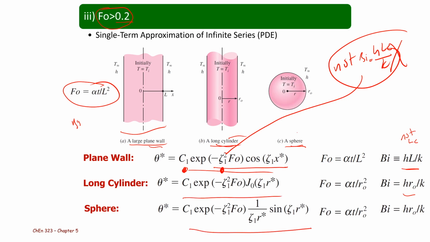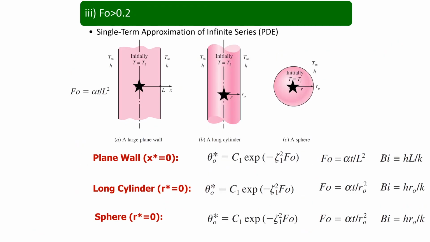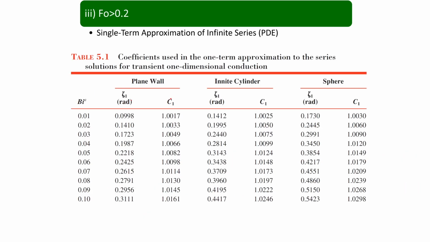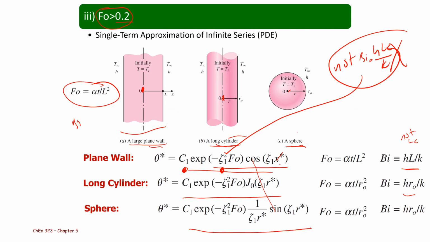series solutions. And if you are interested in temperature in the middle, so x equal to 0 or r equal to 0, these are going to be all 1. So all of the solutions will actually behave the same. Only difference is these constants will be different. So constants zeta 1 and C1 will depend on the geometry, obviously. And the Biot number, again, is defined this way. It is not defined in terms of Lc. It is defined with respect to L here, or it is defined with respect to R for cylinder and sphere.